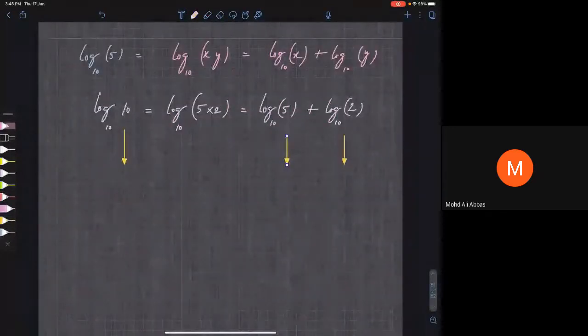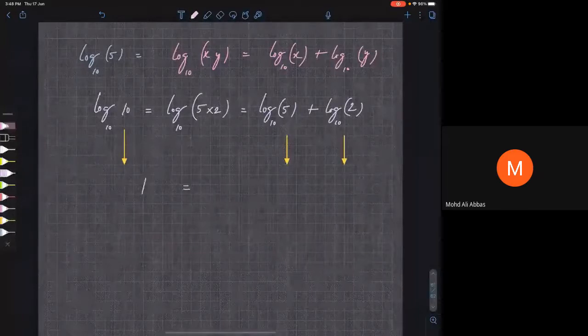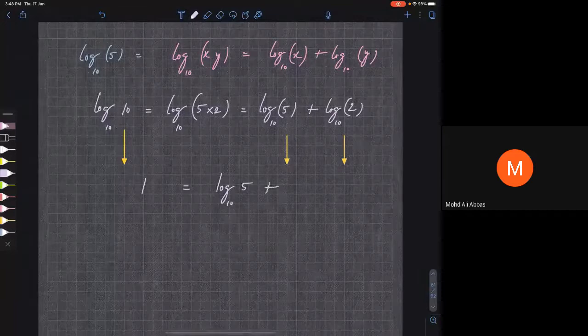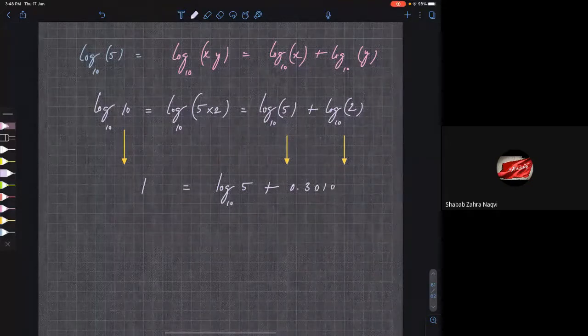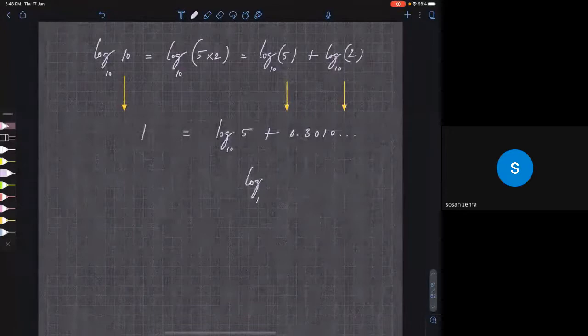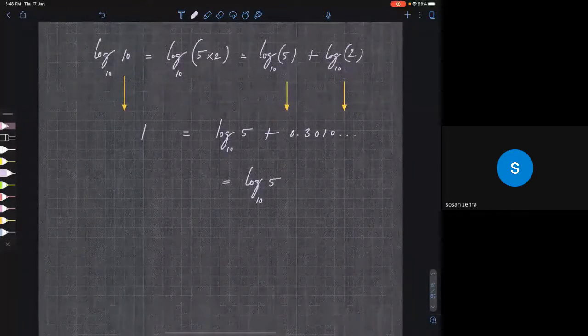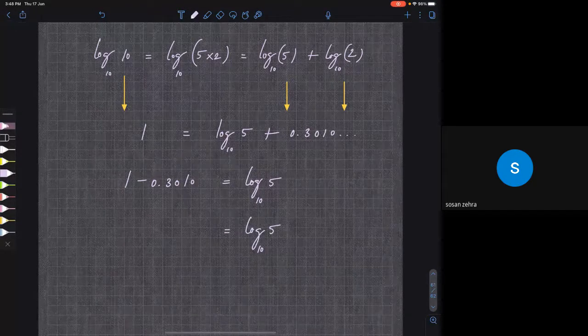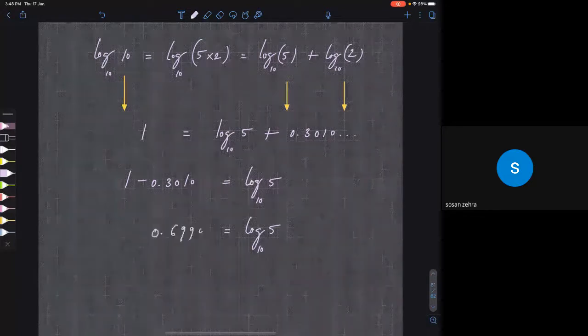Okay. So can I write 1 equals log 5 to the base 10 plus, what is the value of log 2? 0.3010. From here I can find the value of log 5 to the base 10. So it is 1 minus 0.3010. So log 5 to the base 10 is 0.6990. Okay?